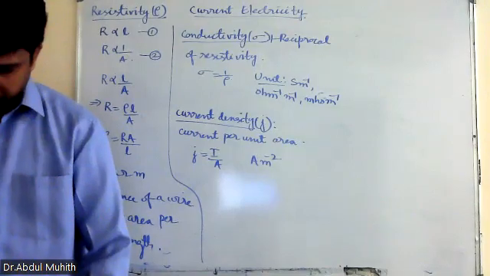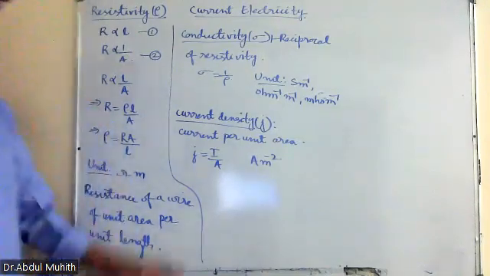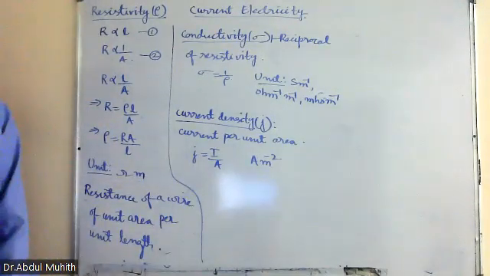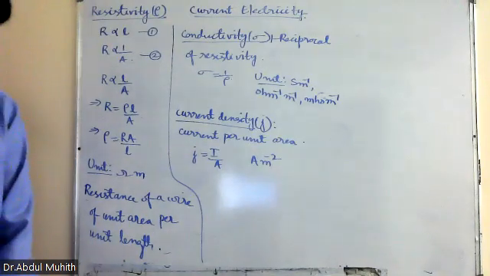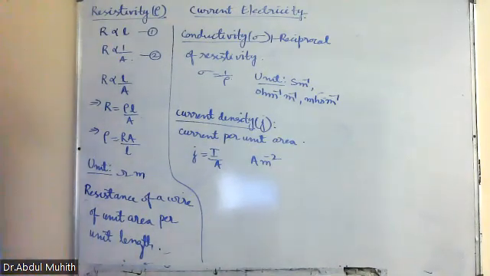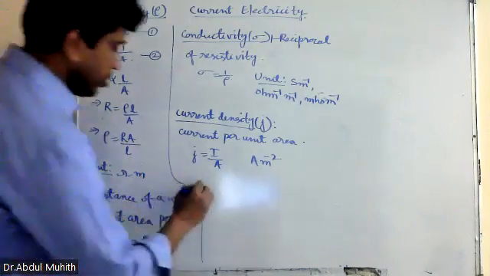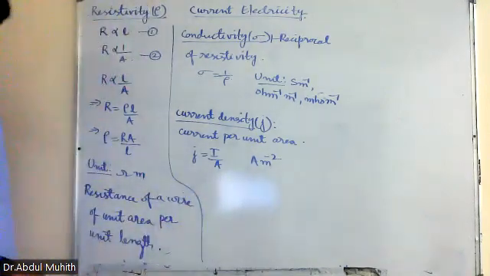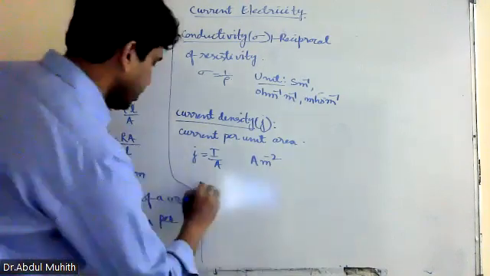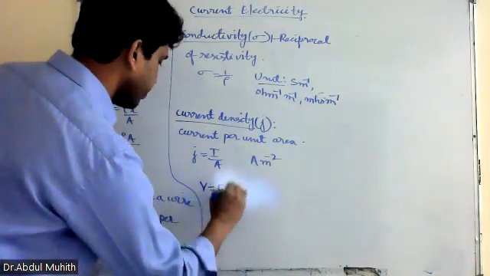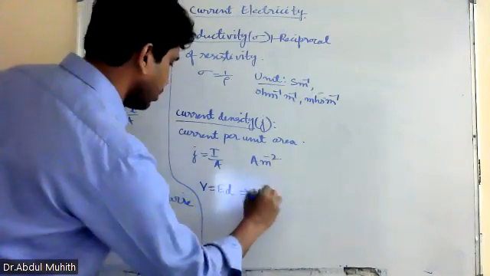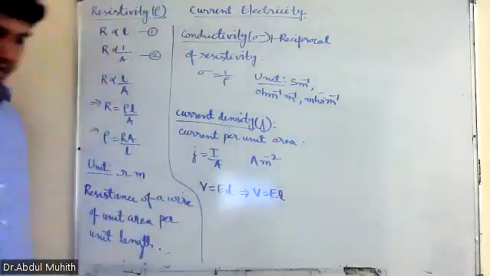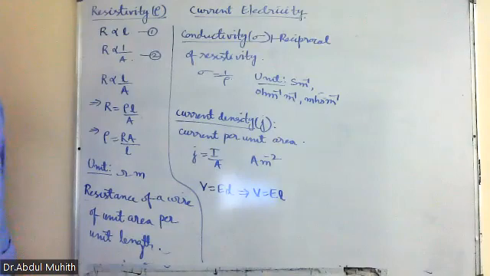Yeah, current density is what here. So we have a relation here. What is that? We have 2 formulas here. V is equal to E into D. So we are writing here V is equal to E into L. L is the length of the wire.